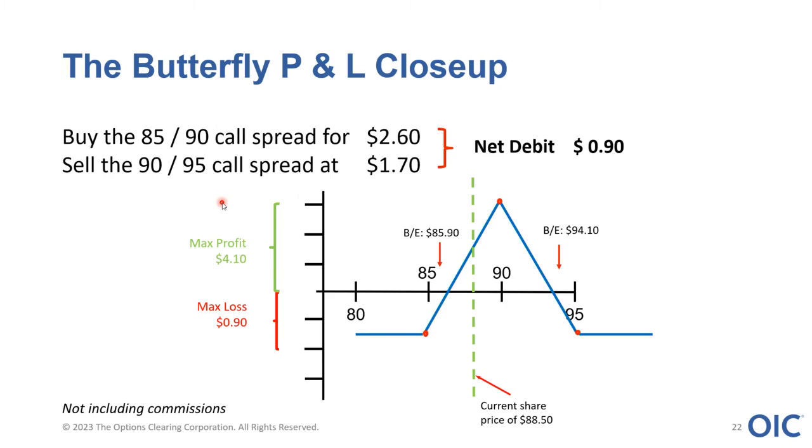So that's the difference between what the condor looks like and what the butterfly looks like. The big difference here is that we're using 3 strikes versus 4 strikes. The butterfly has 3 strikes. The condor has 4 strikes.